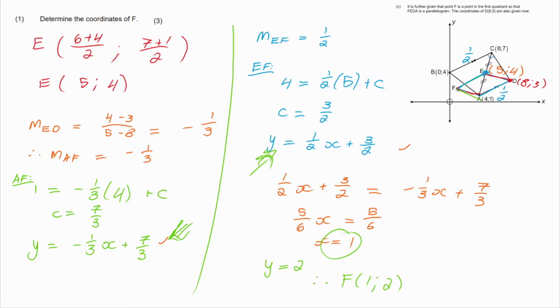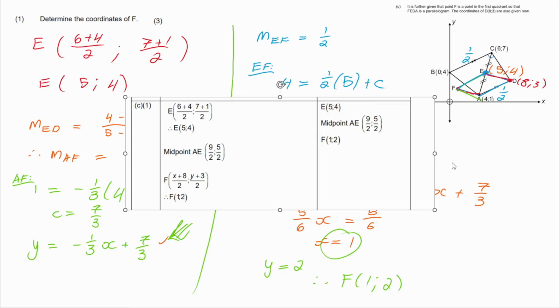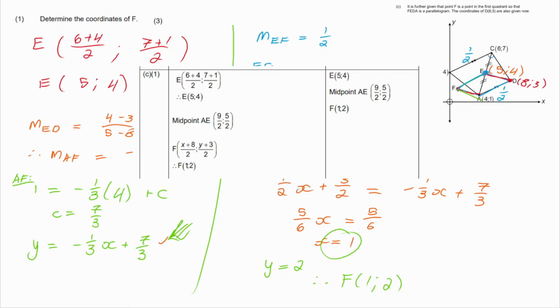Okay, so I'm going to put the memo's working on the screen, just so if you want to pause and see the memo's working, then this is the memo's working over here in this block in the middle. Okay, I'm not going to go through that though. Okay, let's continue. Now they say determine EAD correct to 1 decimal place. So EAD. So this angle over here, EAD.